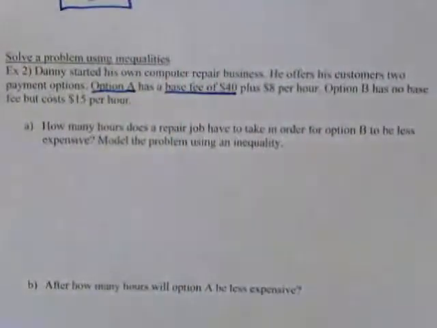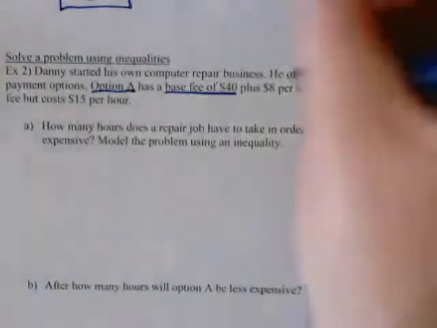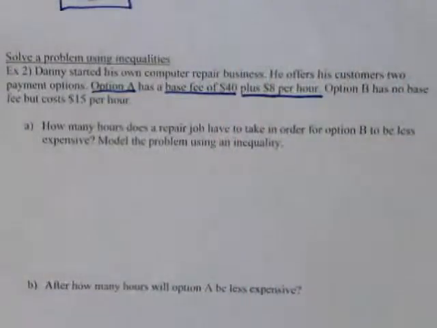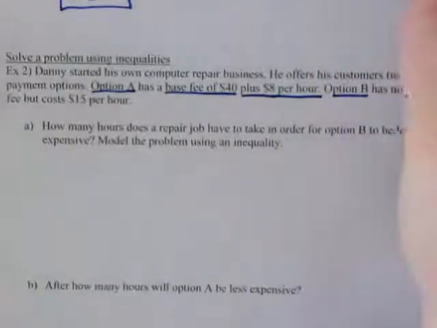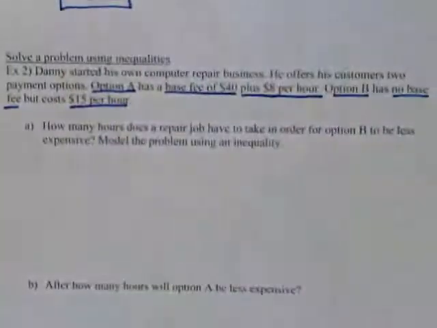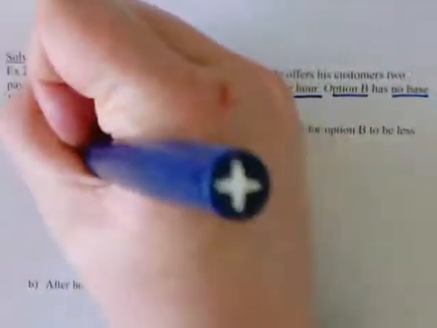Now a base fee means that you pay it no matter what. It doesn't matter, okay? Plus $8 per hour. Now that per hour that you guys are seeing, that per, it automatically states it's a multiplication. So keep that in mind, okay? And then option B, no base fee. It just costs $15 per hour. Again, that per hour comes up. So how many hours? Right there, that automatically tells you X equals hours.